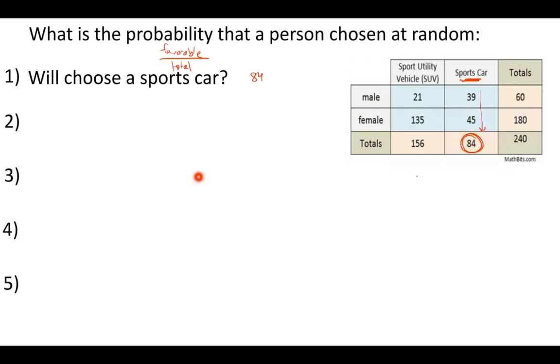That's considered our favorable outcomes. And then we're asked for the total amount of people, so just in general, would be 240. So 84 out of 240. And let's just make all of these decimals to make sure we're all consistent. So that's 0.35. So approximately 35% of the people in this survey prefer a sports car over an SUV. That's all people.